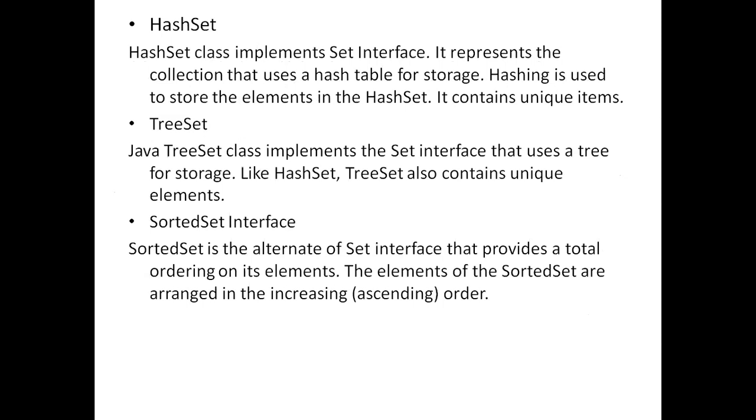So the hash set implements the set interface and represents the collection that uses a hash table for storage. The hash is used to store the elements in the hash set. It contains unique items. Then what is a tree set? Tree set is a class that implements the set interface and uses a tree for storage. Like hash set, tree set also contains unique elements.